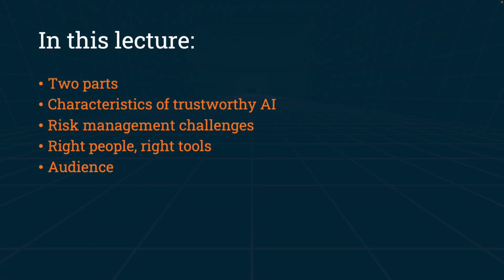In this lecture, we are going to look at part 1 of the NIST AI Risk Management Framework, which is foundational information. We will start by looking at the two parts, which are foundational information and the core of the RMF. We are going to look at the characteristics of trustworthy AI per the NIST AI RMF. We're going to look at some risk management challenges outlined in the RMF, the phrase "right people, right tools," which might be useful for you in the future. And then we are going to look at the intended audience for this RMF.